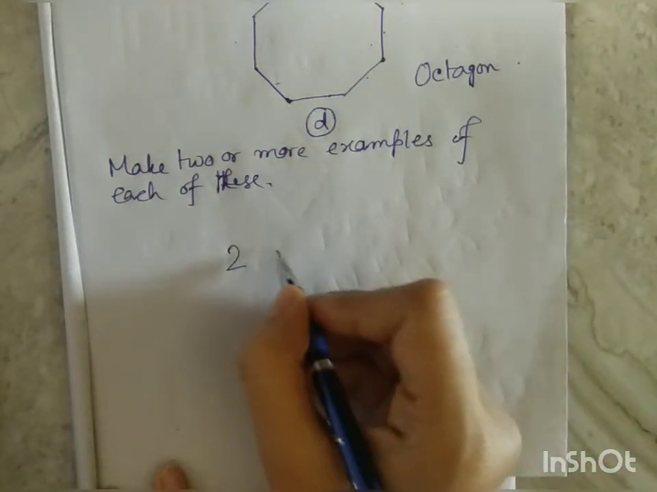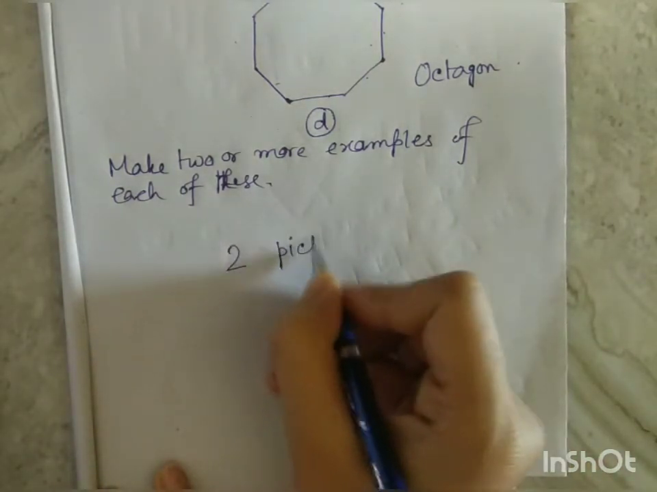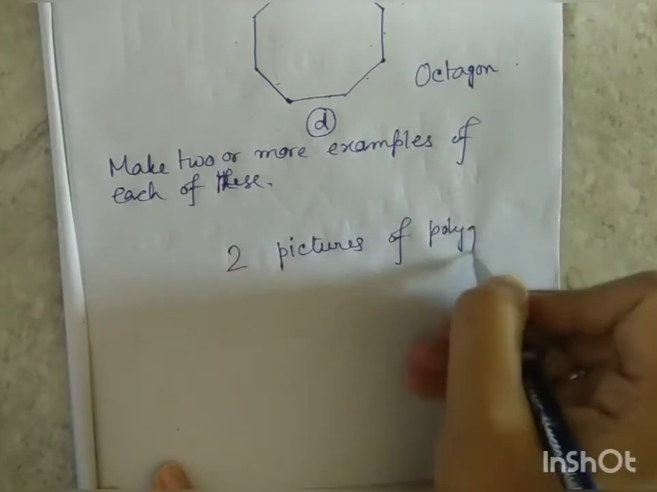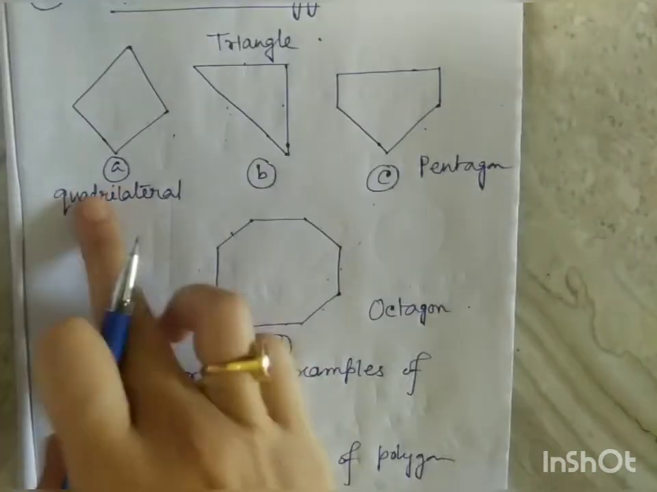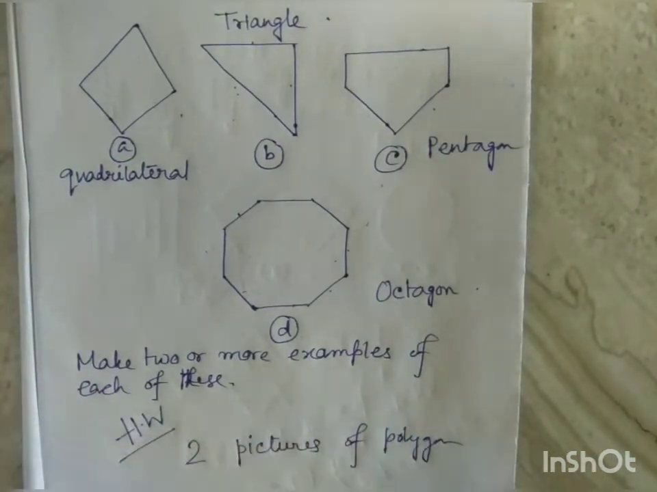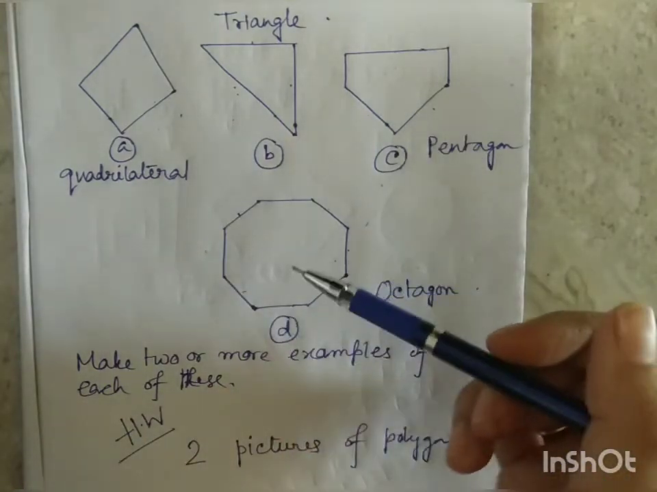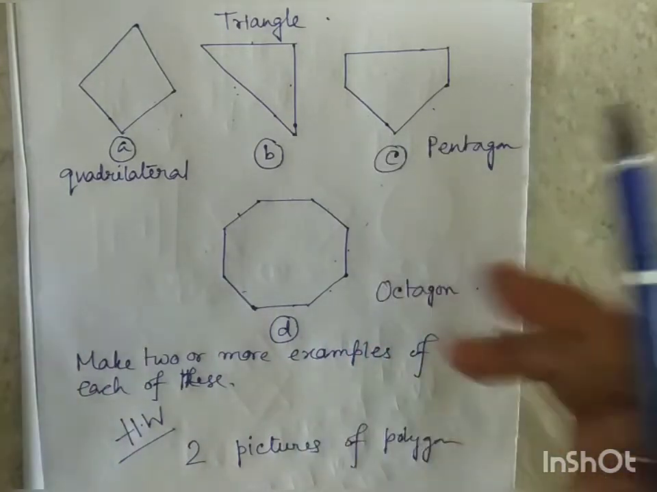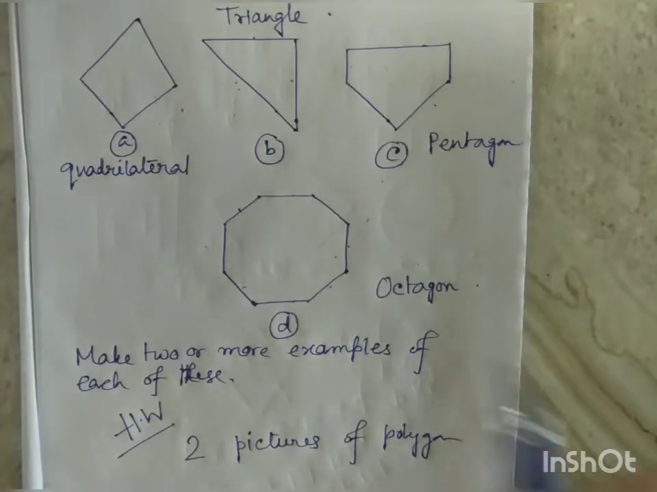Okay, so you will draw 2 pictures of polygons. Obviously they will be other than these 4, and this will be your homework. Okay, don't draw only these 4 or any one of these 4. You will draw something different and you will draw 2 pictures like that. Okay, now let's come to the next question.